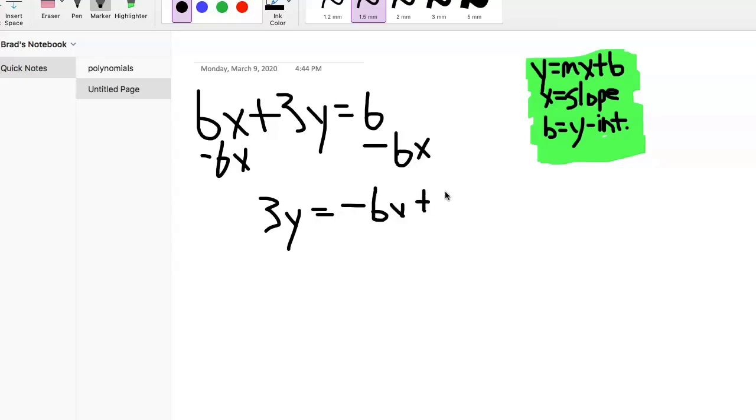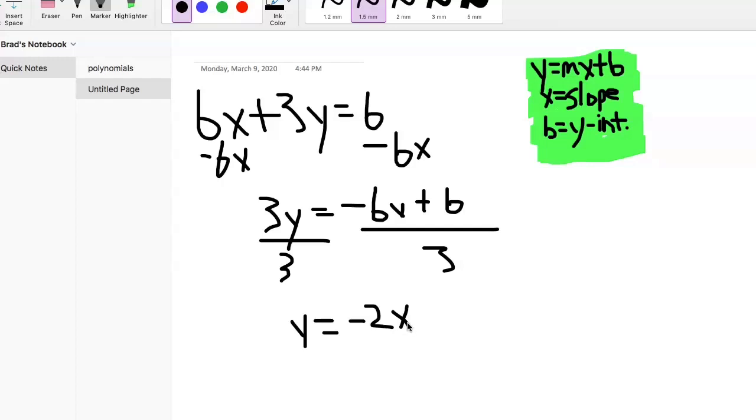Divide each side by 3. Negative 6 divided by 3 is negative 2, the x stays, and 6 divided by 3 is 2. They asked for the y-intercept. There it is right there, 2. If they wanted the slope, here it is right here, negative 2. All right, so this has been slope and y-intercept.